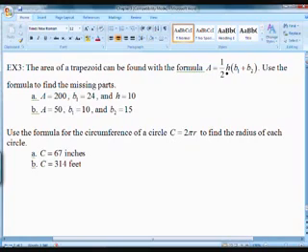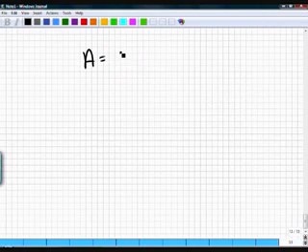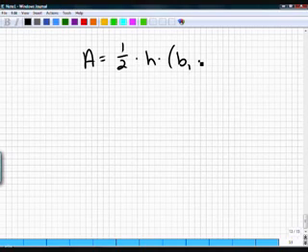In 7th and 8th grade math, they would have given you H, B1, and B2, and asked you to find the area. We're not doing that anymore. We're in algebra now. They're going to give you any 3 of them, and you've got to find the missing part using solving equations. So watch this. We've got this formula. A equals 1/2 times height times B1 plus B2.